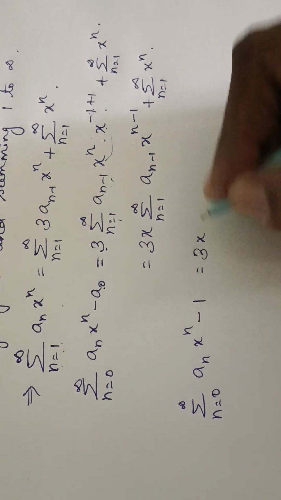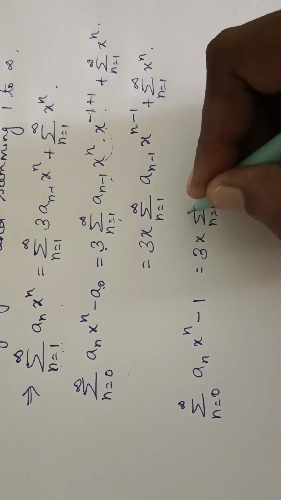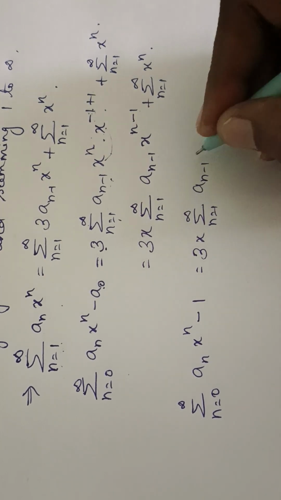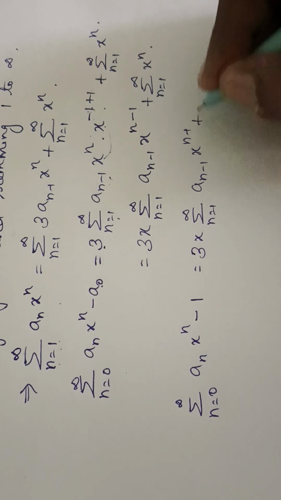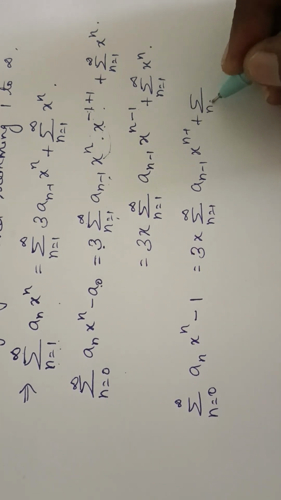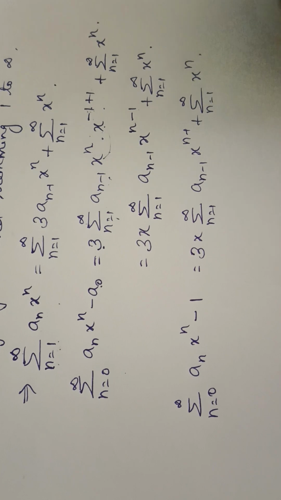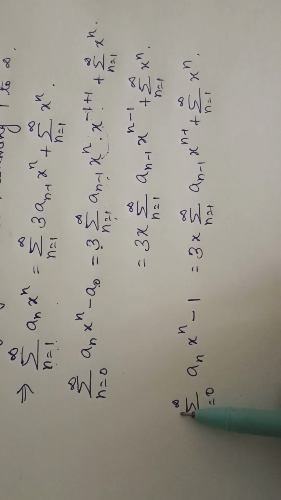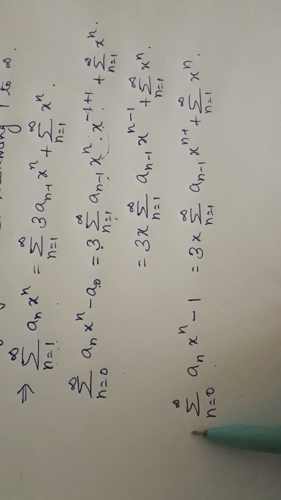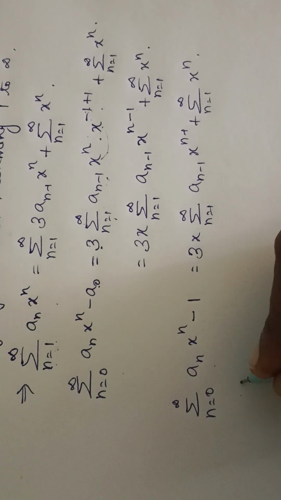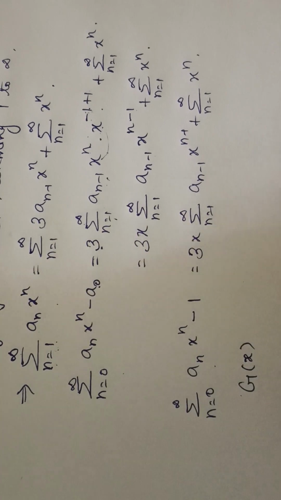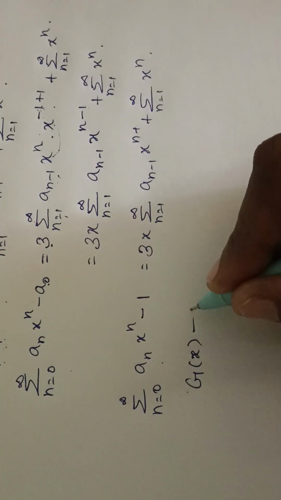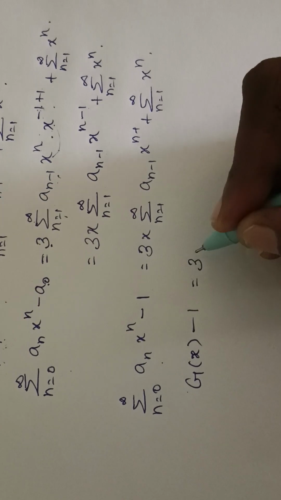So 3x summation n equal to 1 to infinity a n minus 1 x to the power n minus 1 plus summation n equal to 1 to infinity x to the power n. Okay, next, what is the generating function? Its symbol is g of x. G of x is equal to summation n equal to 0 to infinity a n x power n. So instead of this, I can replace that generating function g of x. So g of x minus 1 is equal to 3x.